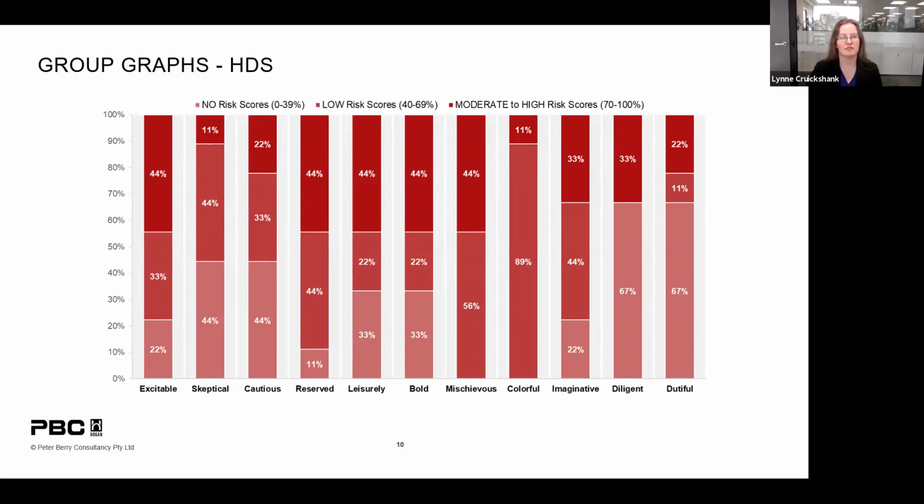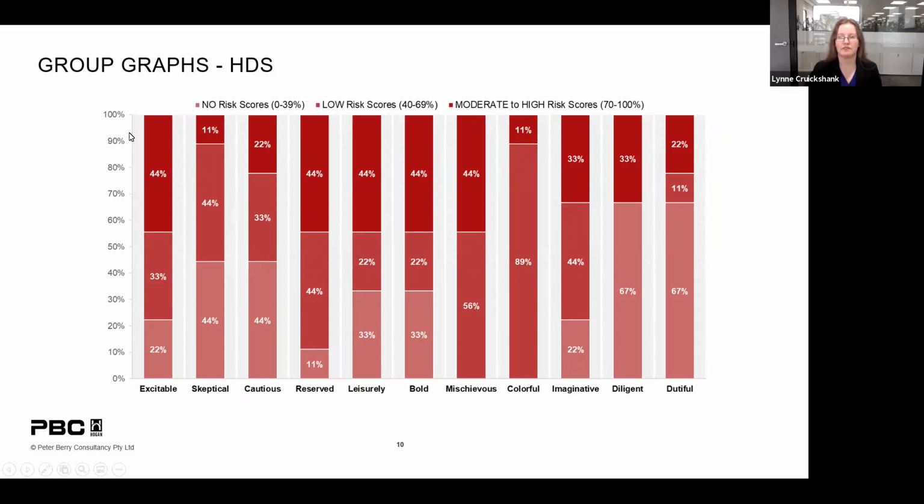We can also see some of the other ones that came through a bit more strongly. There was still a fair bit in the moderate to high risk range around the reserved and leisurely pieces. So again, there may at times be a tendency to withdraw and perhaps not be as communicative with others. Or with the higher leisurely, what we can see is they may at times voice agreement, but still really value that independence and going away and focusing on their own particular priorities and agenda.